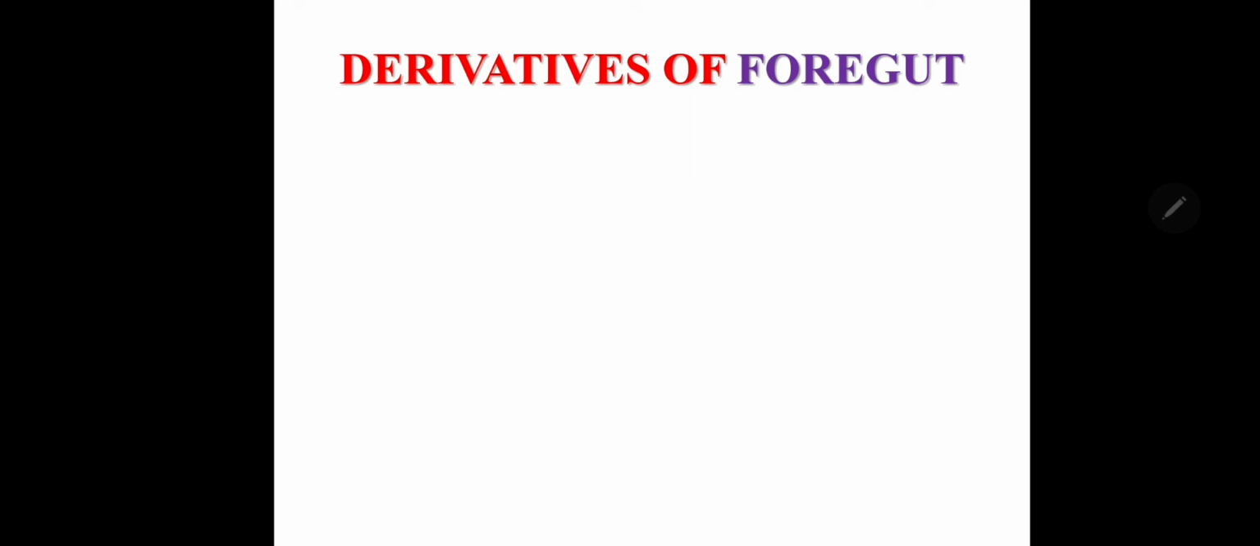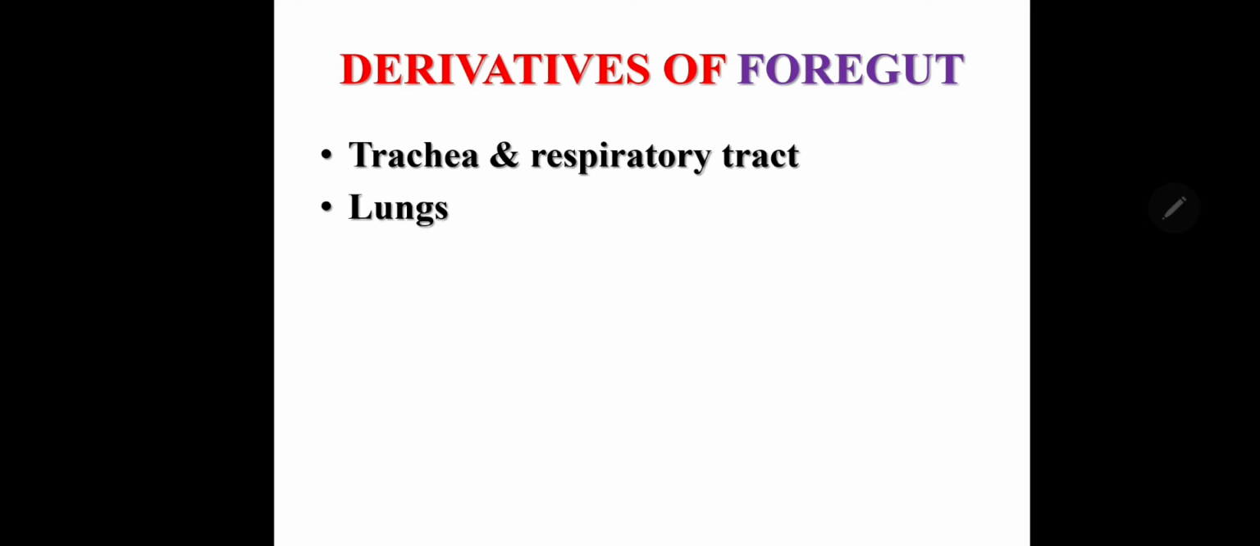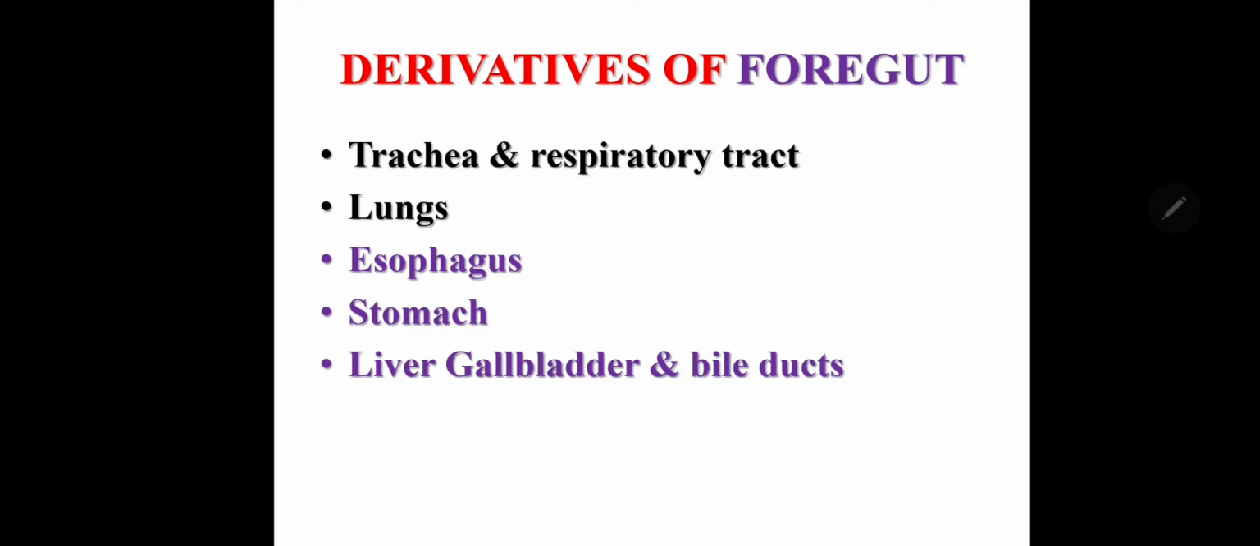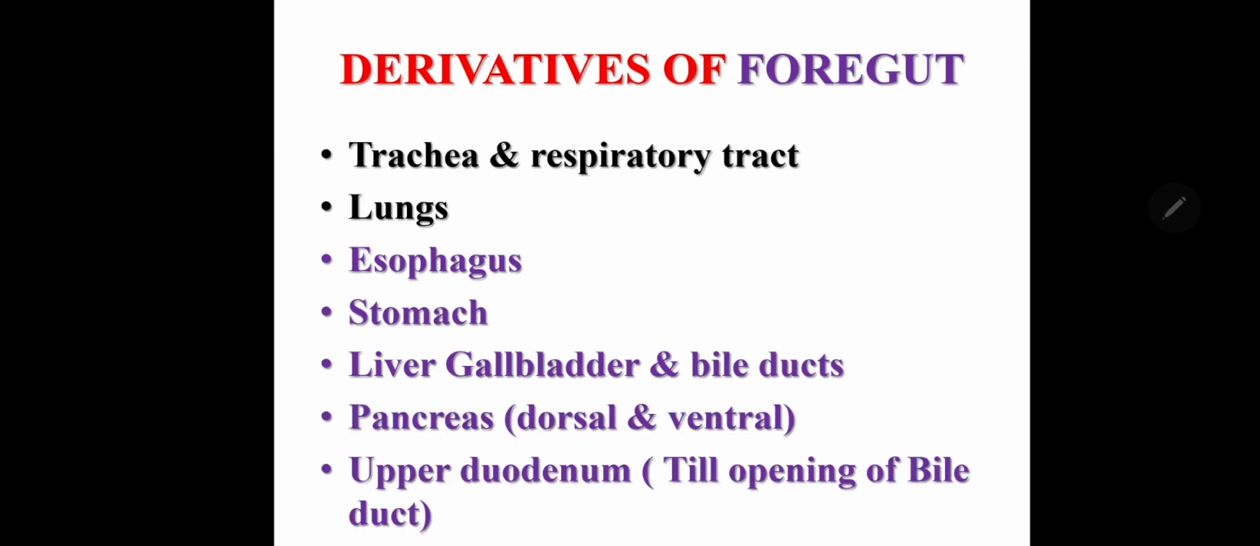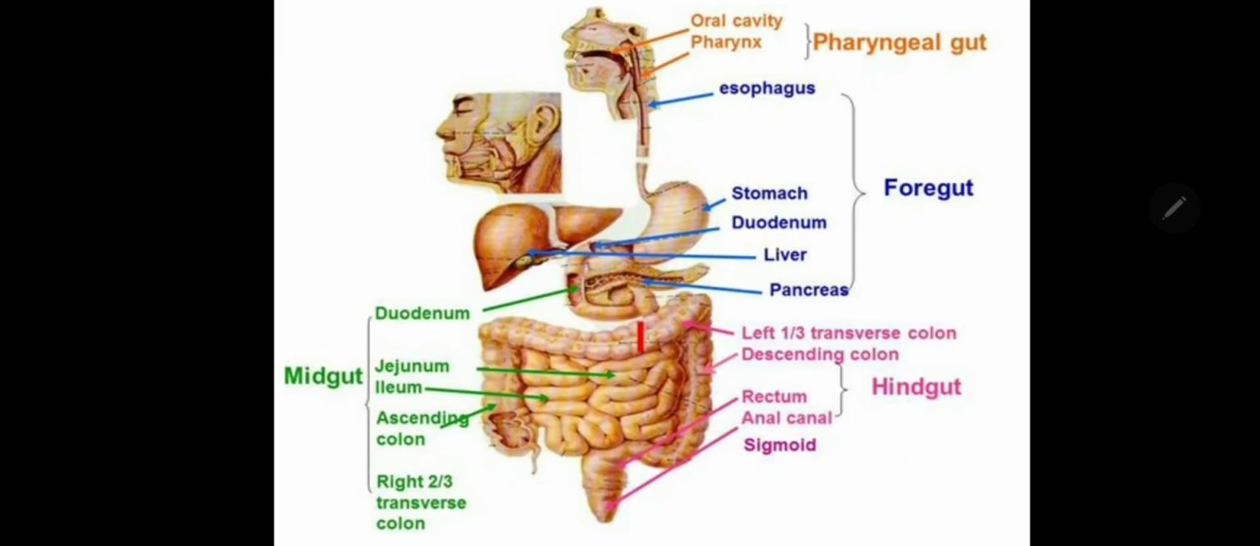First we will see definitive derivatives of the foregut: trachea and respiratory tract, lungs, esophagus, stomach, liver, gallbladder and bile ducts, pancreas, and upper part of the duodenum, that is the first part of the duodenum and the second part of the duodenum till the opening of the common bile duct. You can see there esophagus, stomach, duodenum, liver, pancreas.